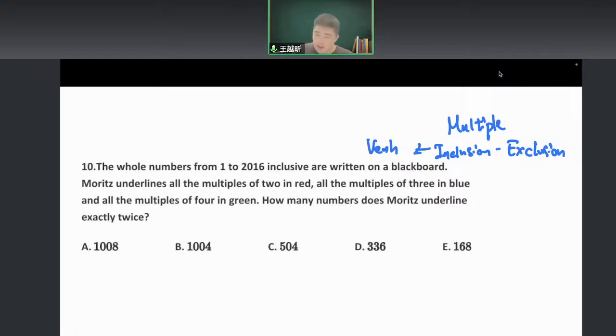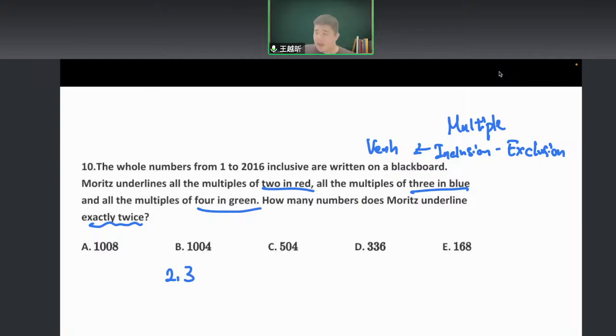Okay, so let's look at this question. The whole numbers 1 to 2016 are written on the board. Morris underlines all the multiples of 2 in red, all the multiples of 3 in blue, and all the multiples of 4 in green. I want to find out how many numbers Morris underlines exactly twice. So we first find out how many numbers he underlined that are both a multiple of 2 and a multiple of 3.